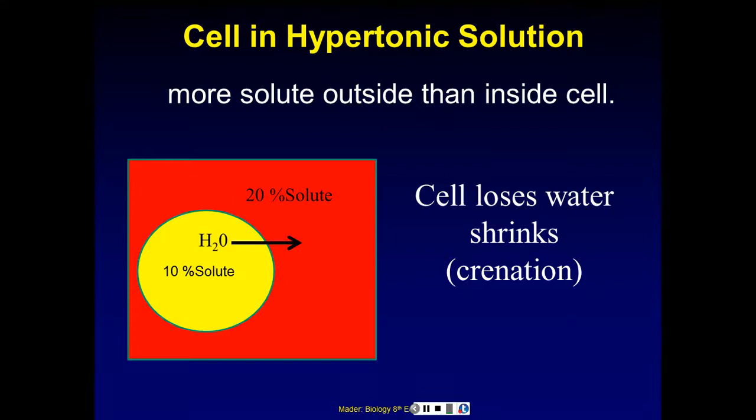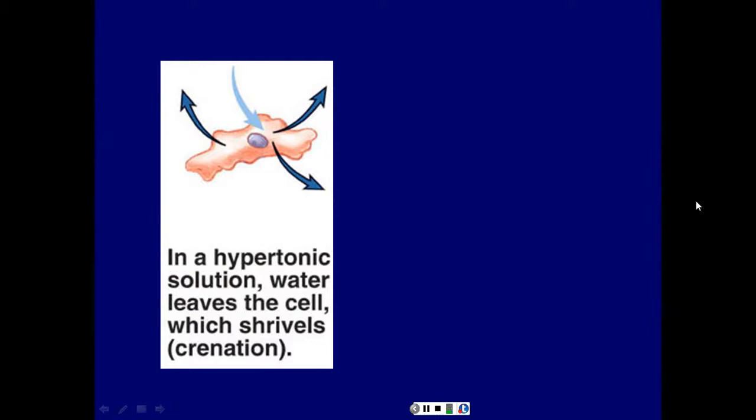So when you put salt on that slug, you are putting that slug in a hypertonic solution. At that point, there's more solutes outside the cell than inside the cell. So the water from the slug is going to go outside, and you're basically dehydrating them. So animal cells in a hypertonic solution, water leaves the cell. The cell is going to shrink. Again, we call it crenation.